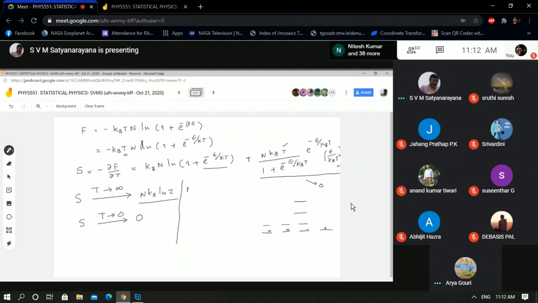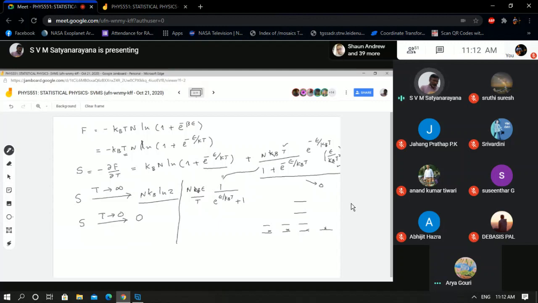Now this term, if you look at how that term looks like, t will be 0. So let us write n kb into epsilon. The kb anyway will cancel because this kb is there and this kb is there. So n epsilon by t, correct? Suppose if I take this factor to the denominator, then I will have 1 by e to the power epsilon by kbt plus 1, correct? This is the second term.